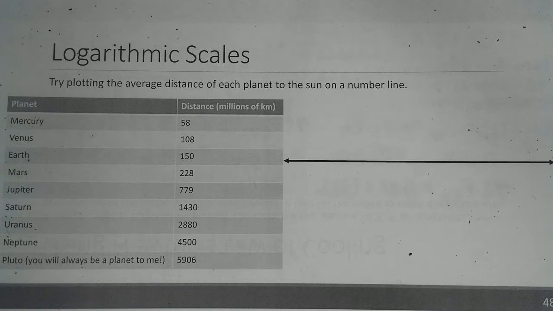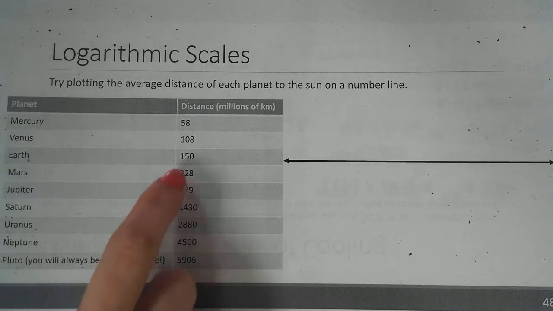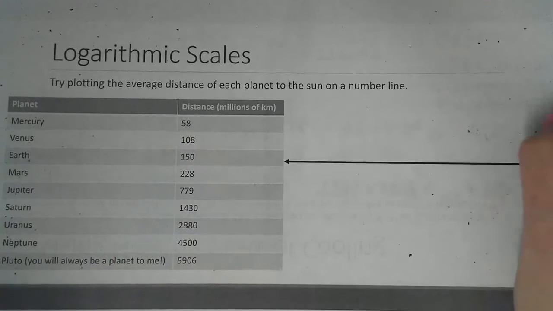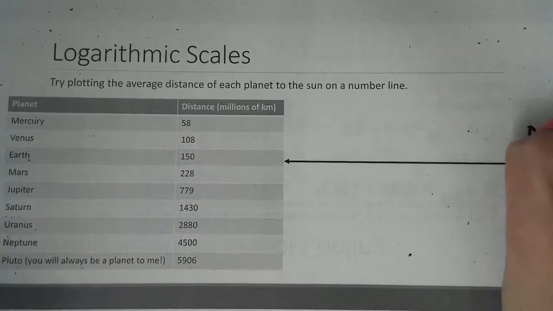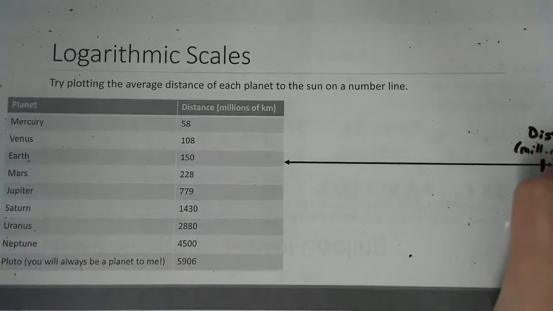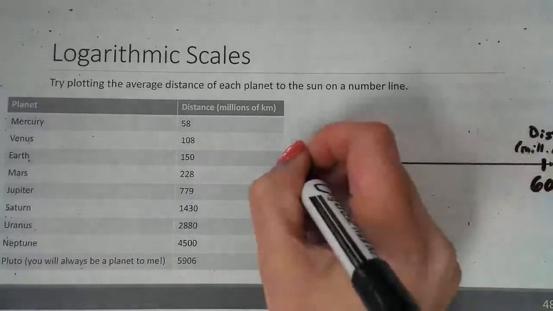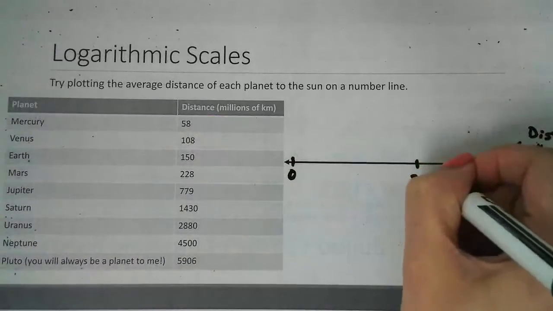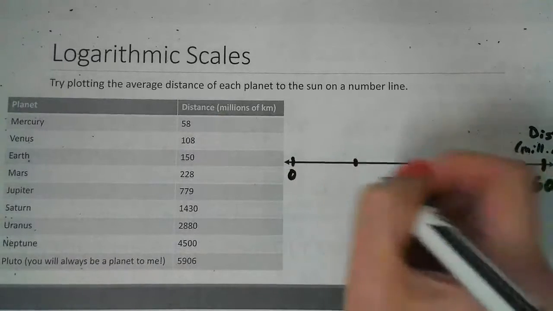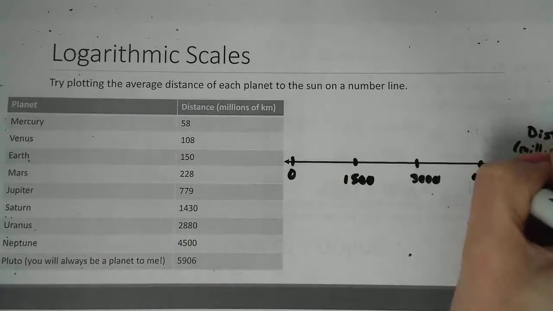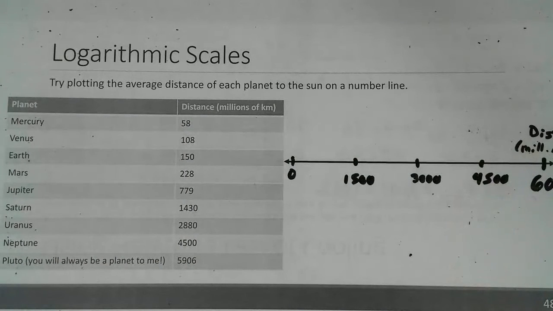If I try plotting this, I need to go from 58 up to almost 6,000. So this graph is going to be measuring distance in millions of miles. I need 6,000 at the very top. I need probably 0 at the lowest. That'll mean 3,000 falls in between. So halfway there will be 1,500, and halfway this way will be 4,500. Let's see if we can plot these.